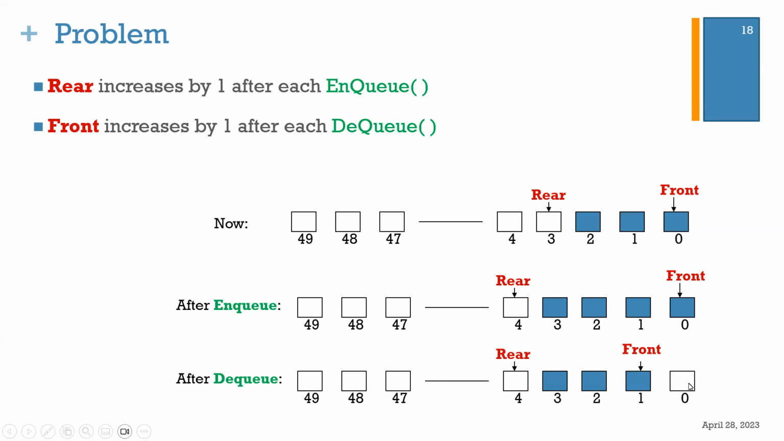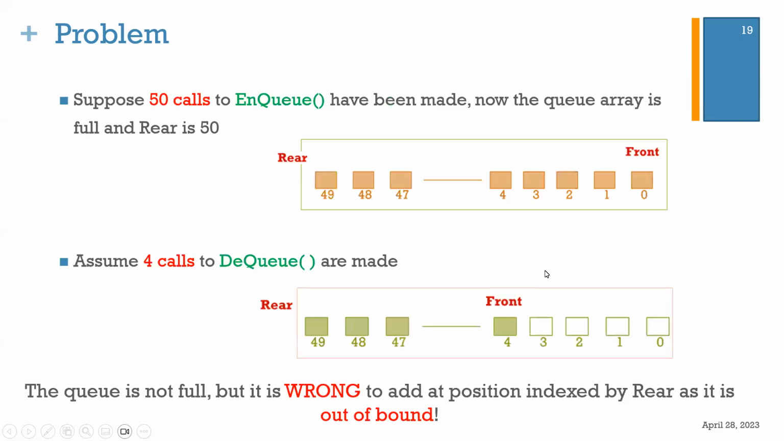Even though we have empty cells, yes, because this is the problem in arrays. So how do we overcome this problem? We'll overcome it in the next slide. Suppose we have 50 elements, all cells in the queue are already filled, and the queue is full. Suppose we make 4 calls to dequeue. Now we have 4 empty cells available, but we cannot enqueue. Why? Because all the elements are at the front, so we cannot add. The queue is not full, but it is wrong to add at that index. This is a problem for the linear array.